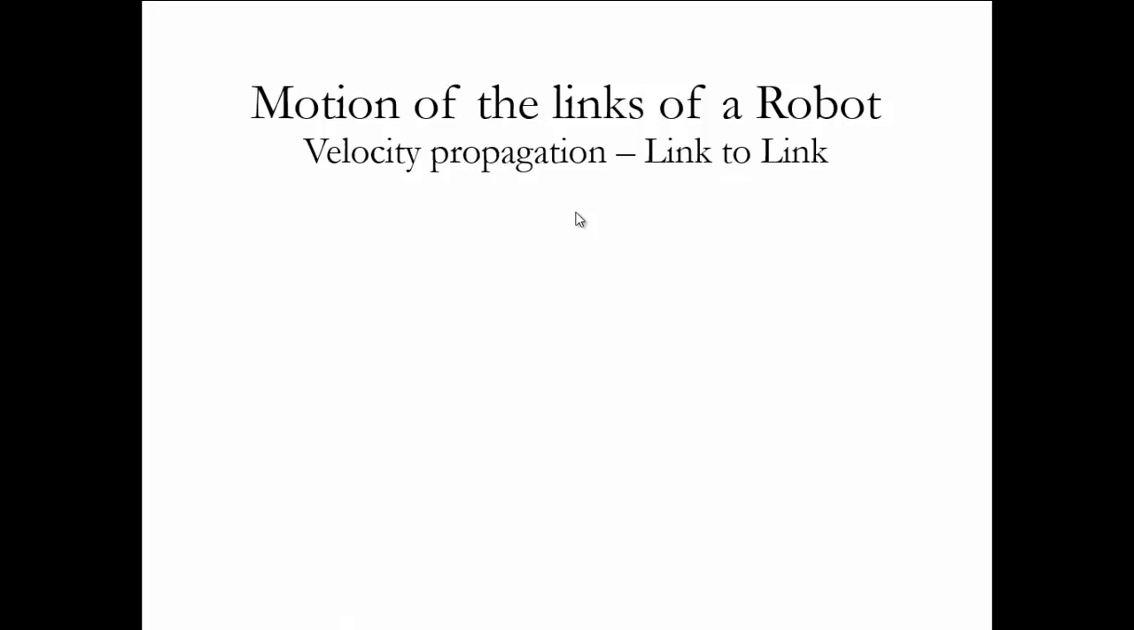Alright, so now let's look at the motion of the links of a robot. We have seen how we can derive the velocity of a point, and we have also seen how we can find out the angular velocity.